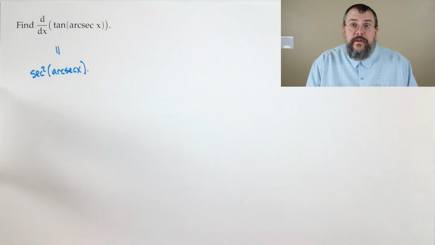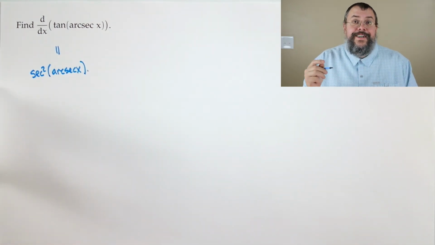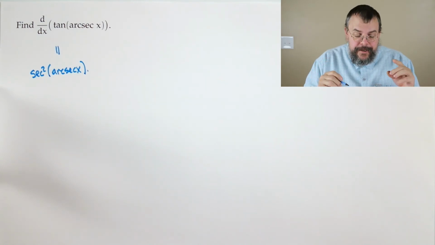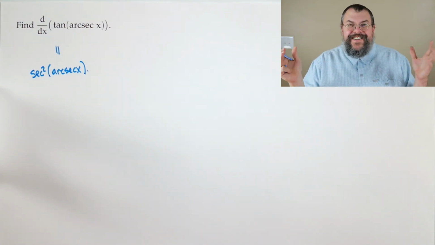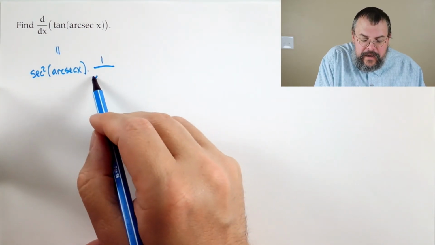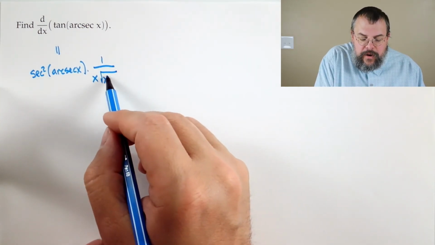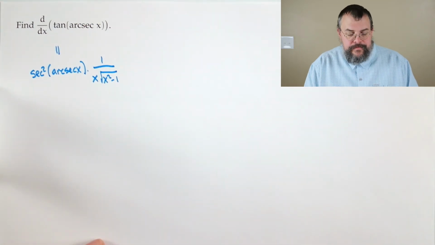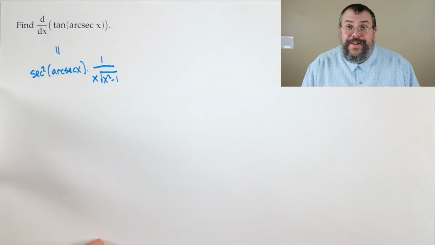Times that by the derivative of the inside. Now, do you remember the derivative of arcsecant? Hopefully, I mean, we just learned it, right? So hopefully you know it. It is 1 over x square root x squared minus 1. All right, well, that was pretty quick. There must be more here to talk about.